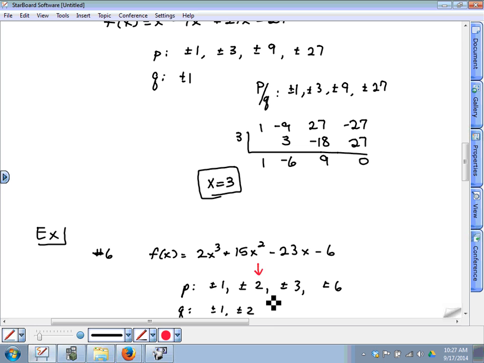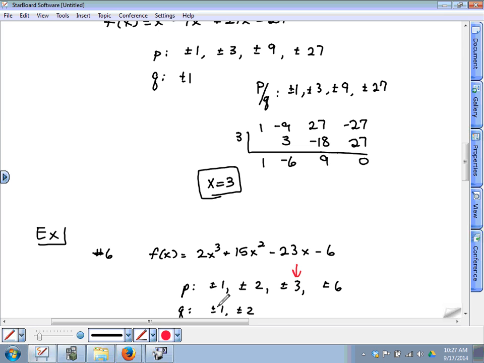Now move over to the next number for p. So starting with plus or minus 2, now divide that by each of the factors of q. What's plus or minus 2 divided by plus or minus 1? Plus or minus 2, right? Now what's plus or minus 2 divided by plus or minus 2? 1. And don't we already have that on the list? So we're good there. Now move over to the 3.